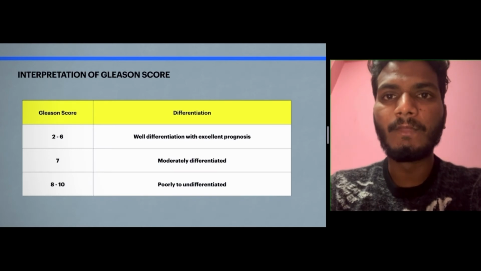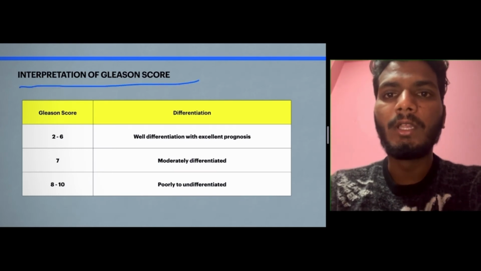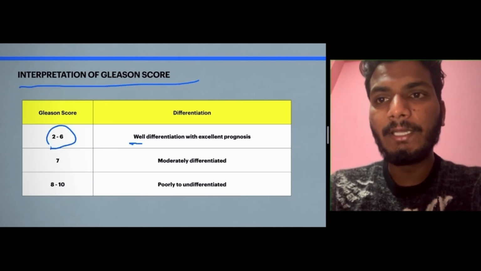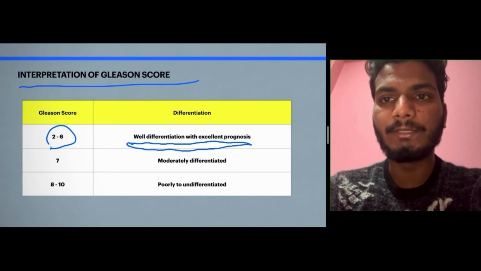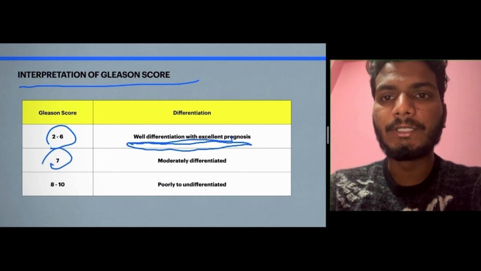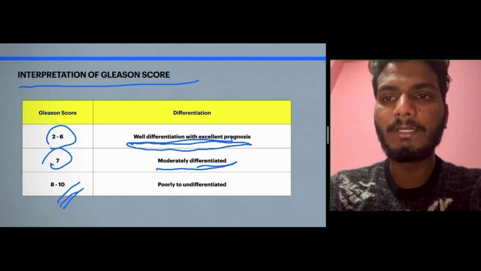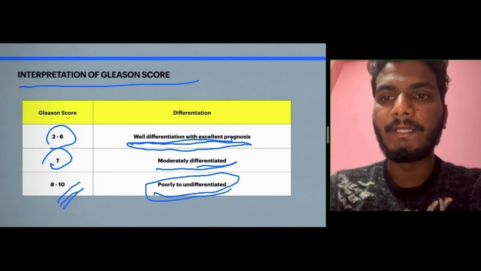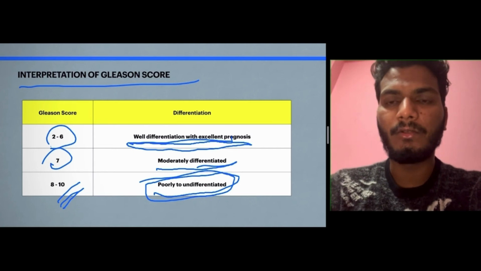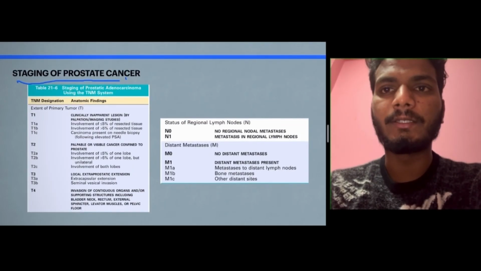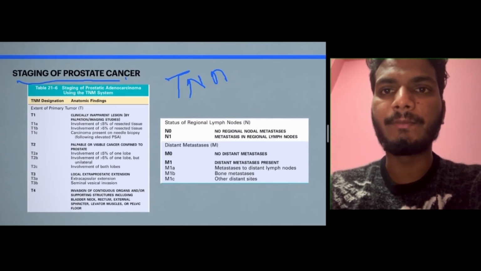Next, interpretation of the Gleason score. From 2 to 6, this is well differentiated with excellent prognosis. The 7 is moderately differentiated, and from 8 to 10, this score means those are poorly differentiated. Okay. Staging of the prostate cancer, which is TNM staging.